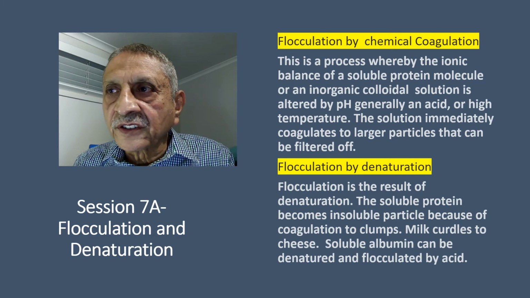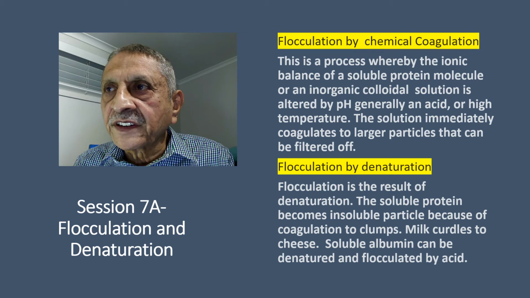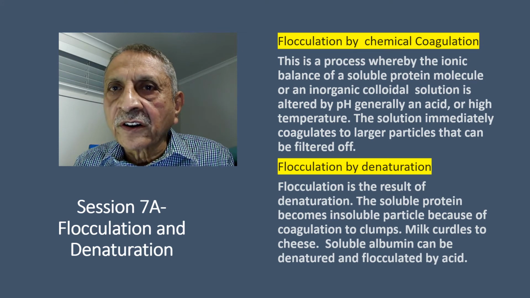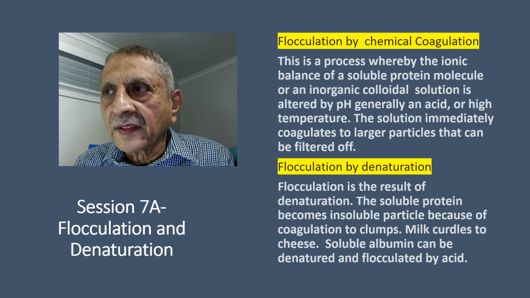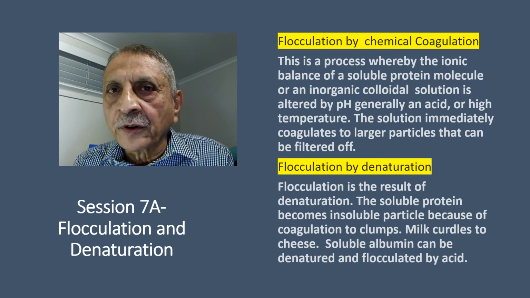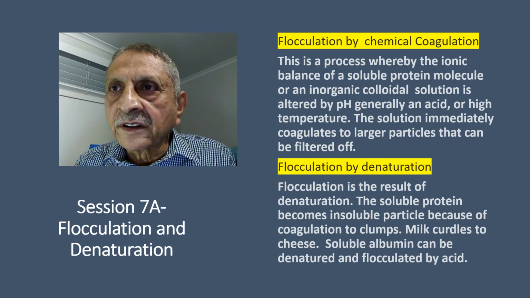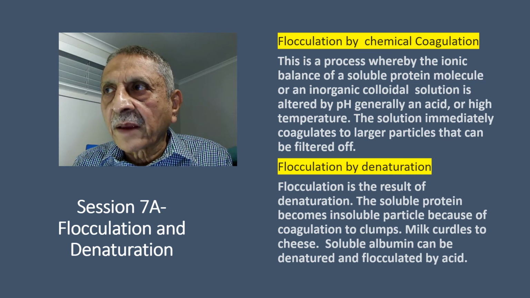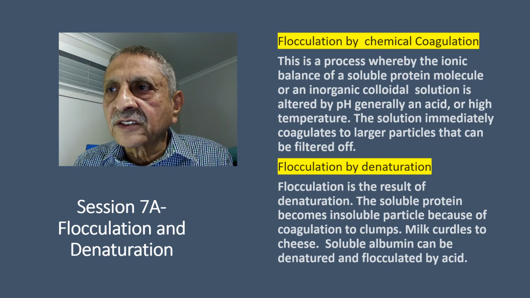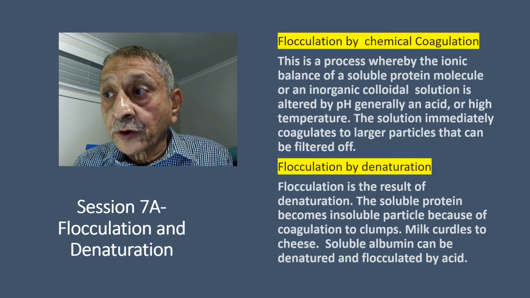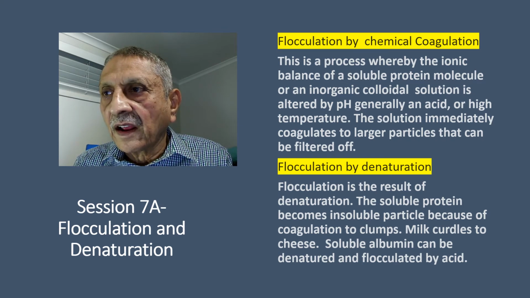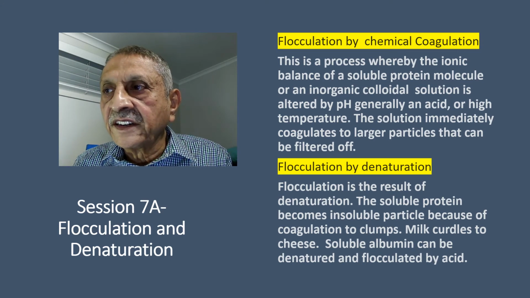As we mentioned colloidal solutions, now we have a procedure by which we can remove the colloidal solution from the water, and the process by which we do it is called flocculation. In the case of chemicals that form colloidal solutions, we call it chemical coagulation. And in the case of protein dissolved in water, such as milk, etc., we call the flocculation denaturation.